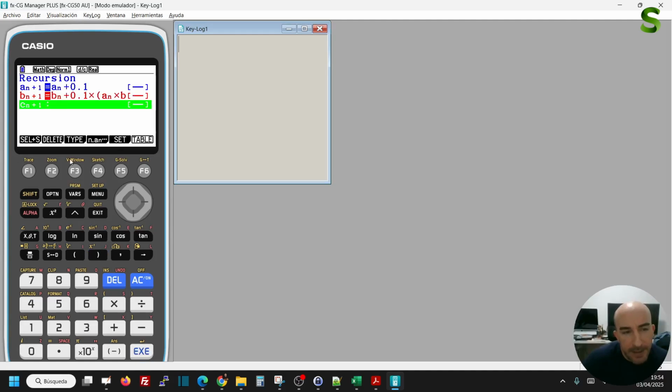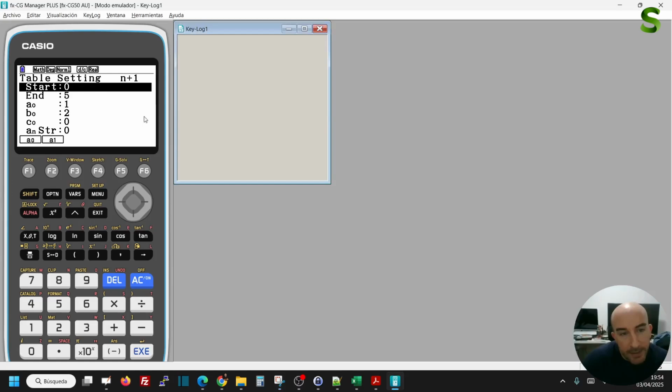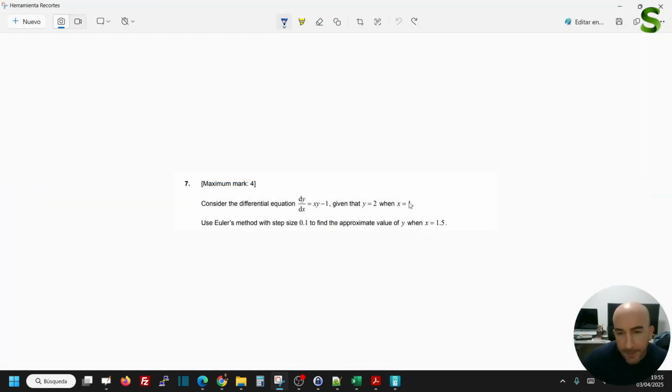Now I'm going to go to settings, which is F5. And I need to calculate where I start and where I end. We're going to start always in 0. If the start value is 1 and I want to finish in 1.5, that's 1, 1.1, 1.2, 1.3, 1.4, and 1.5, which would be 6 values, but we're going to start in 0, so that's 0, 1, 2, 3, 4, and 5. We're going to finish in number 5.